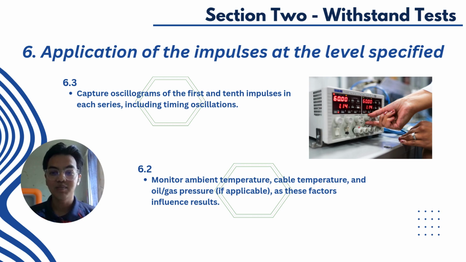Then, oscillograms should be taken of at least the first and 10th impulses in each series. The oscillogram should include a timing oscillation. During this test, the ambient temperature, the cable temperature, and where applicable, the gas or oil pressure should be checked.